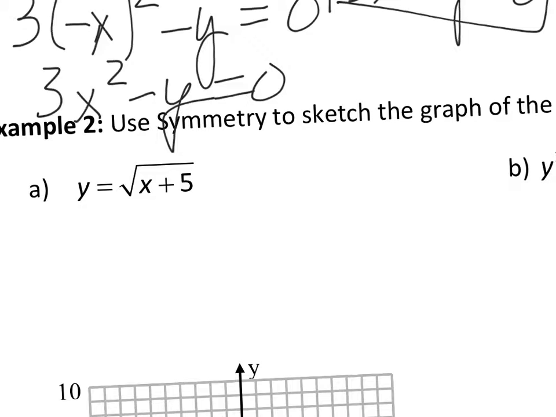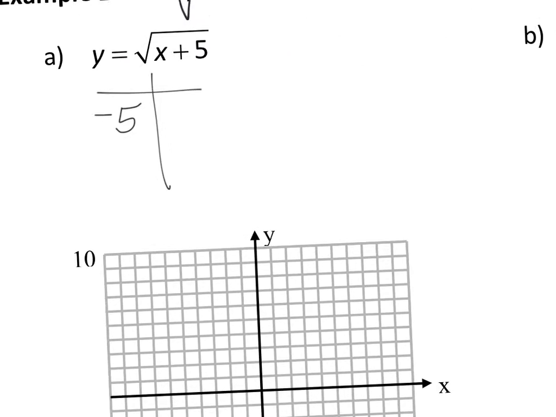Symmetry doesn't really work as far as determining or helping sketch the graph. Therefore, we can't really use symmetry to sketch a graph. What we're going to do is an input-output table. The first value that would give us 0 out, I say, well, I want to get out 0 because this is a root function. So I start out at negative 5. Plug in negative 5, you get 0. 1, 2, 3, 4, 5.